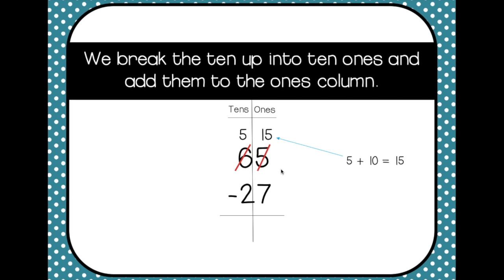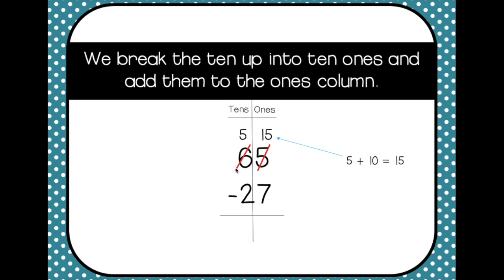So we had 5 before, and we're going to add 10. The 10 that we just took out of the tens column, they're now ones. 5 ones plus 10 ones equals 15 ones. So I wrote that up here.